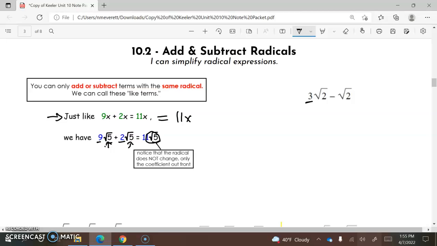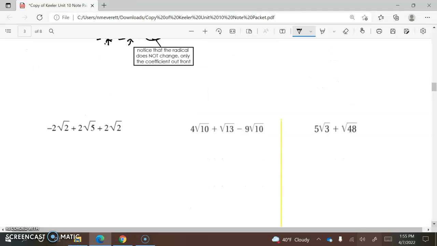So let's go with this one: 3 square root of 2 minus square root of 2. Just as if I was doing 3x minus x, I have the number 1 out in front of there. So all I'm doing is 3 minus 1, which gets me 2, with that square root of 2. Again, the square root of 2 does not change at all, okay? Those roots do not change.